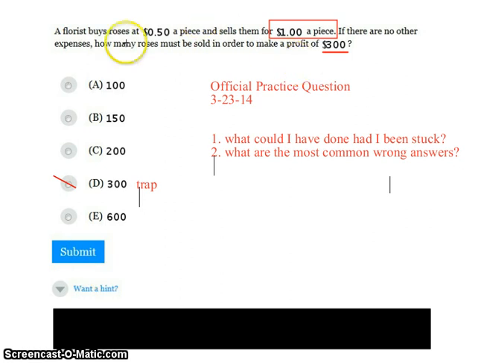Because they're not asking us for a total amount of money of $300. They're asking for a total profit of $300, right? And so if we're buying them for 50 cents a piece, we can't just take the sales price as the profit. But again, people will select that.